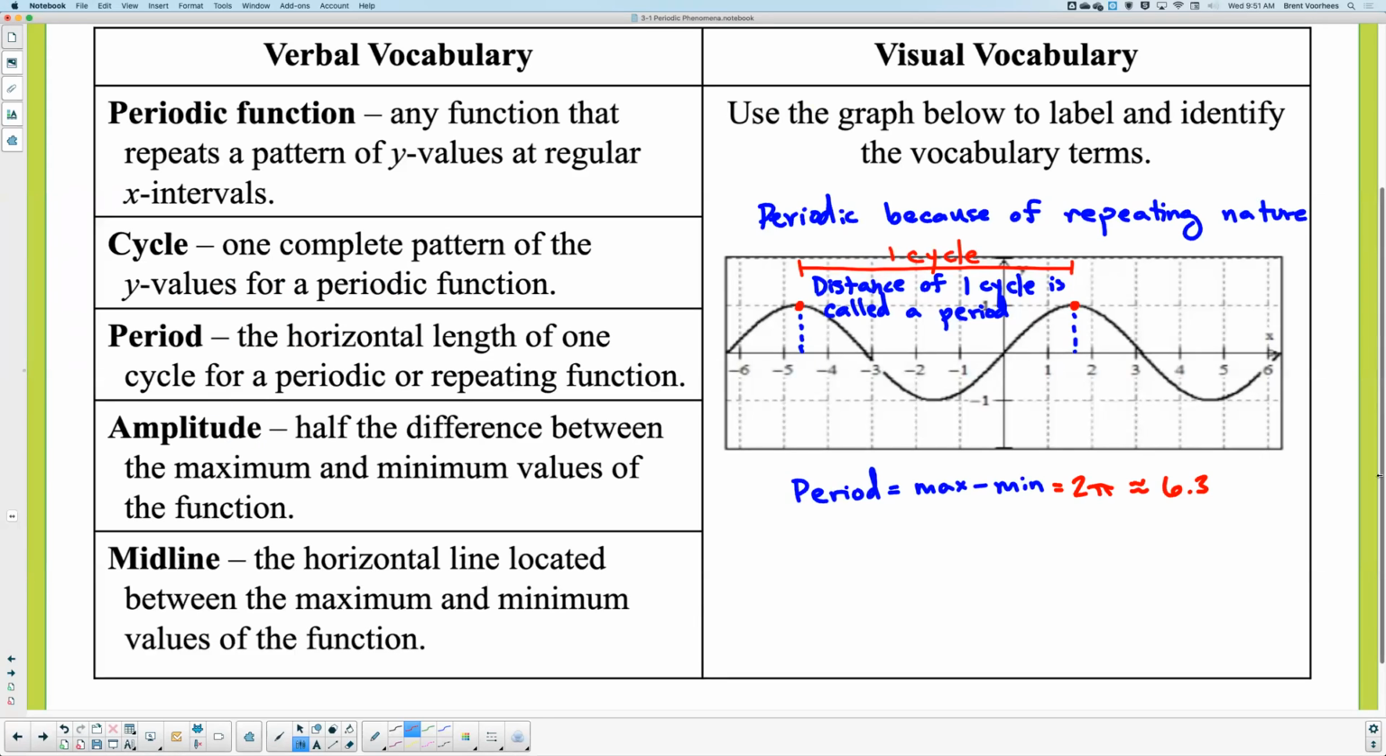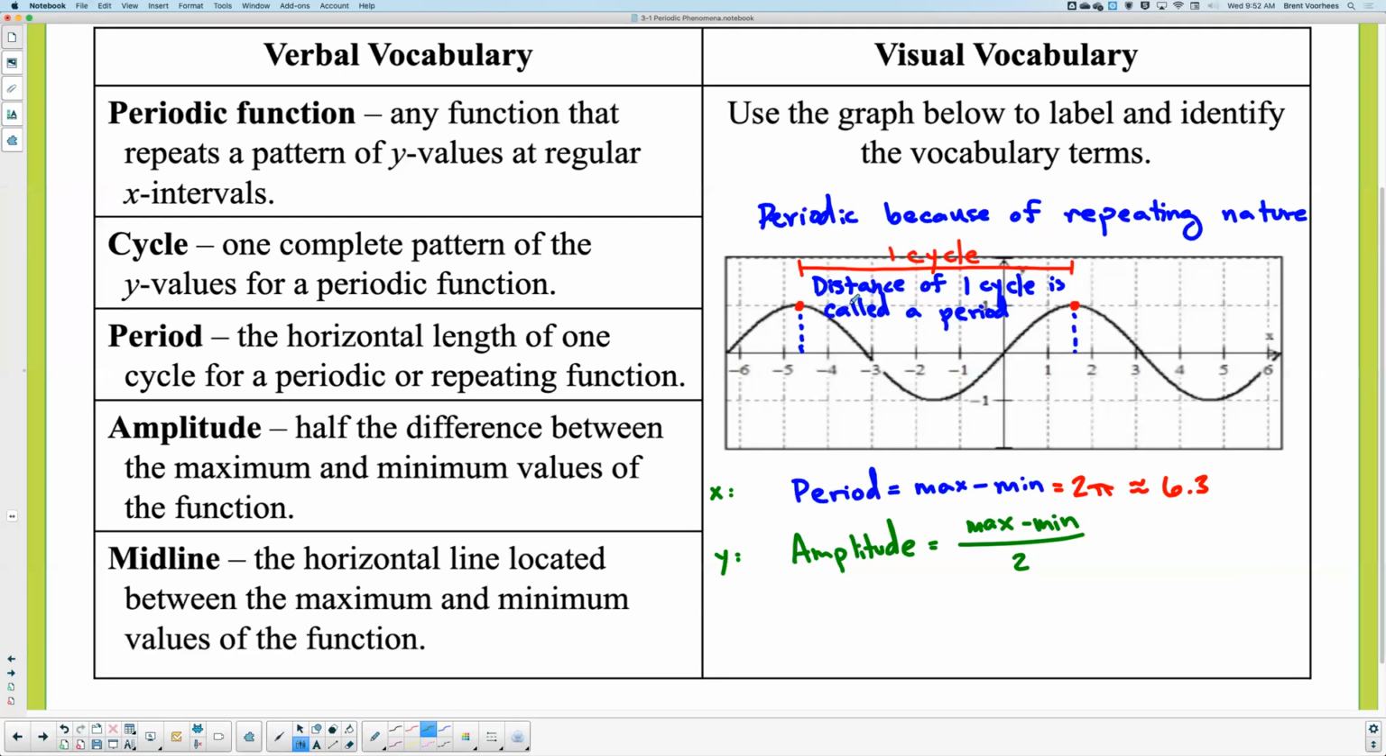Amplitude. What's amplitude? Amplitude is very similar to period. It's maximum minus minimum, except we're talking about the Y values. So for amplitude, there's going to be a division by 2. I didn't say that. Let me write that in. Now we're dealing with Y values. It's the max minus the min, divided by 2. But we're talking about Y values. So with period, I'm going to put X over here, and amplitude's dealing with the Y's.